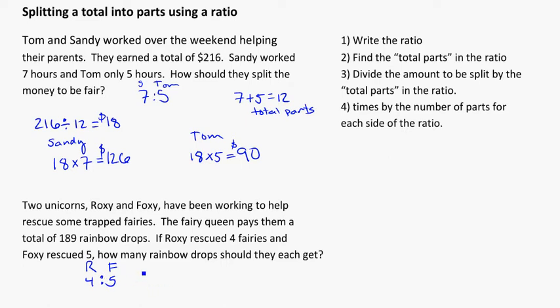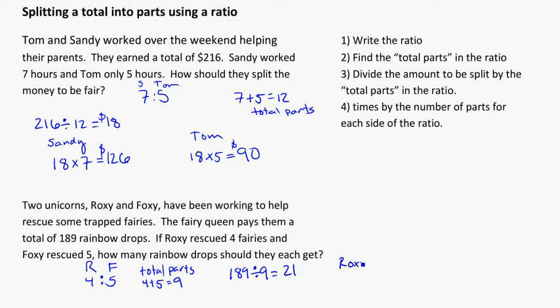And how many total parts is that? Well, 4 plus 5 equals 9 total parts. So if we take the 189 and divide it by 9, we can figure out how much each part is worth. And in this case, 189 divided by 9 gives us 21. So each part is worth 21.